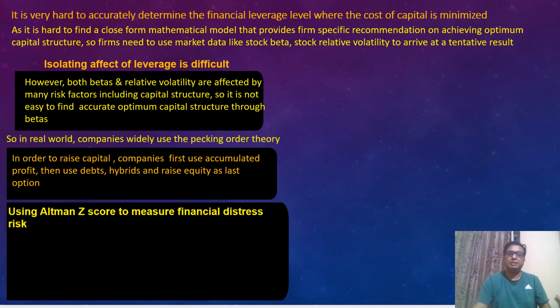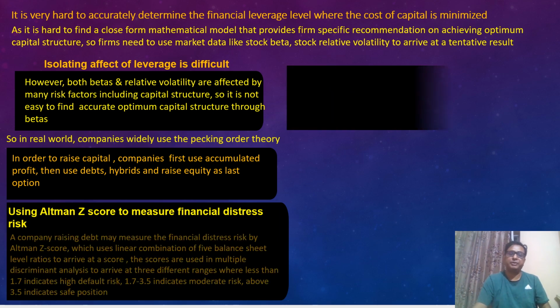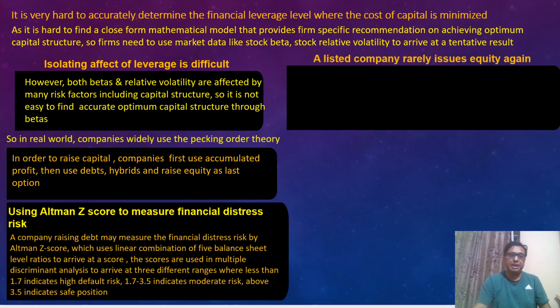Using Altman Z-score to measure financial distress risk. A company raising debt may measure the financial distress risk by Altman Z-score, which uses a linear combination of 5 balance sheet level ratios to arrive at a score. The scores are used in multiple discriminant analysis to arrive at 3 different ranges, where less than 1.6 indicates high default risk, 1.7 to 3.5 indicates moderate risk, and above 3.5 indicates safe position.